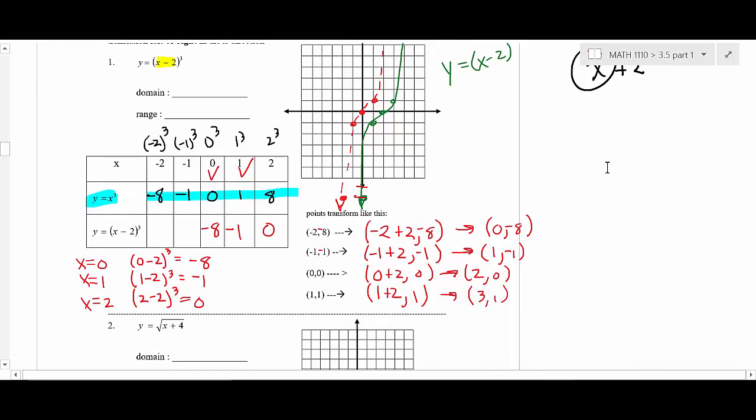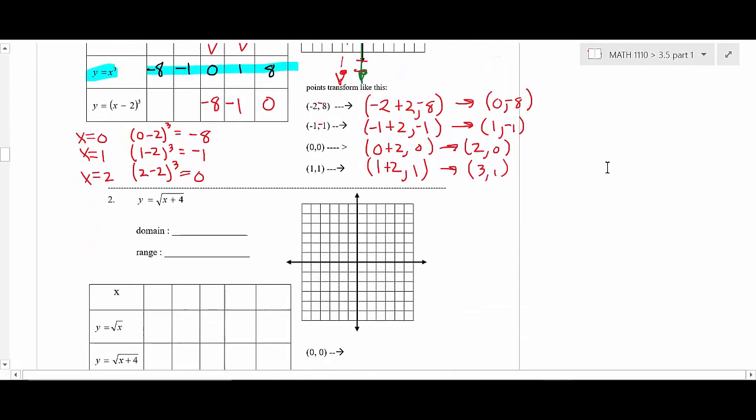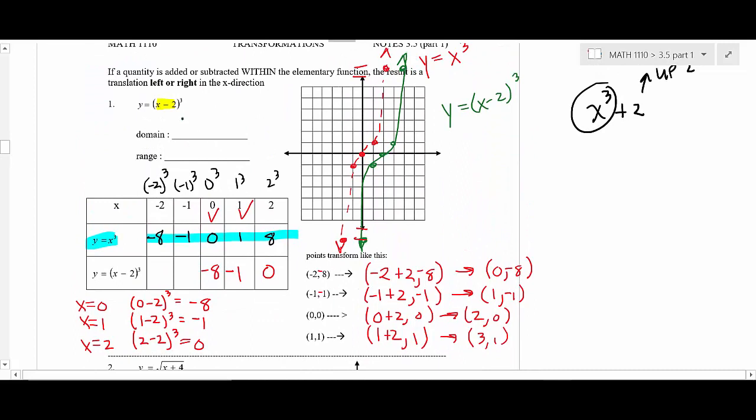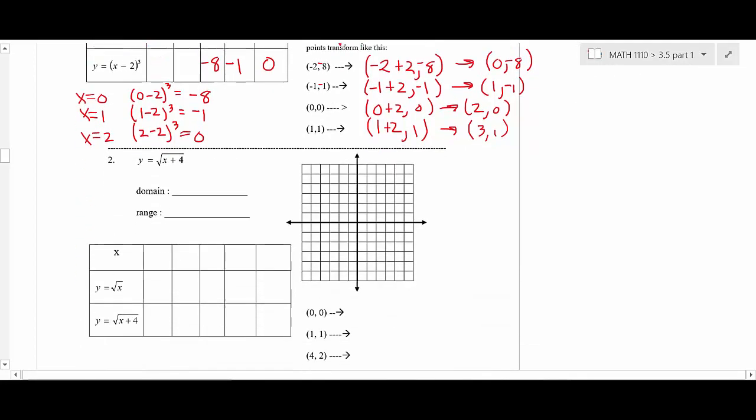So that one's going to shift everything to the right 2. Let's see, the domain on this is everything, and so is the range. Okay, that graph doesn't have a start and a beginning and end. It goes on forever in both directions. Okay? All right, and then this next one, let's go through and let's do this now.